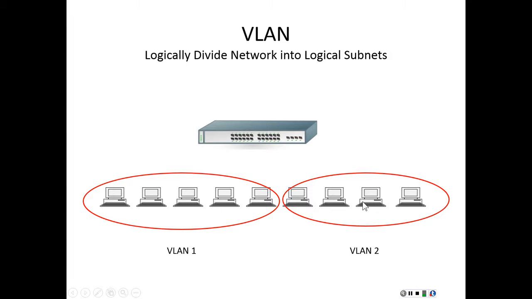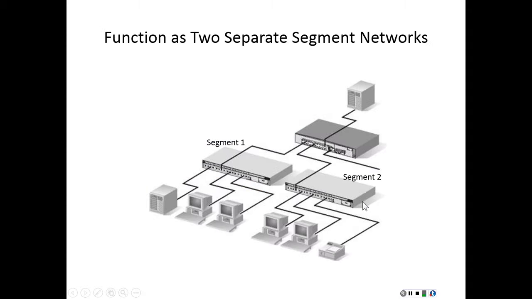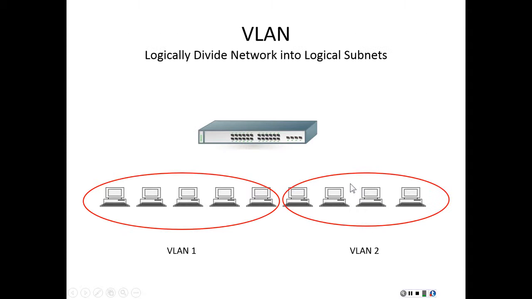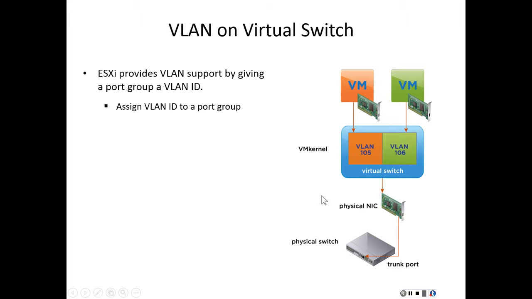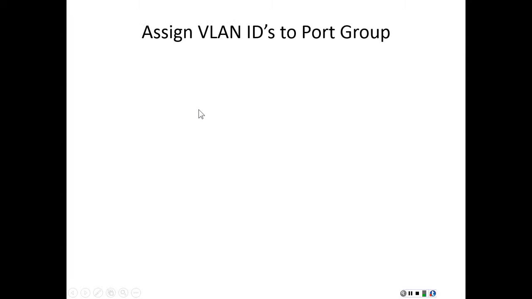And this is effectively the same thing as purchasing two switches, putting half of the workstations on one switch and half of the workstations on the other switch. A VLAN divides our network into logical segments. A VLAN on a virtual switch can be done by assigning a VLAN ID to a port group. So let's do it. Let's assign a VLAN ID to a port group.